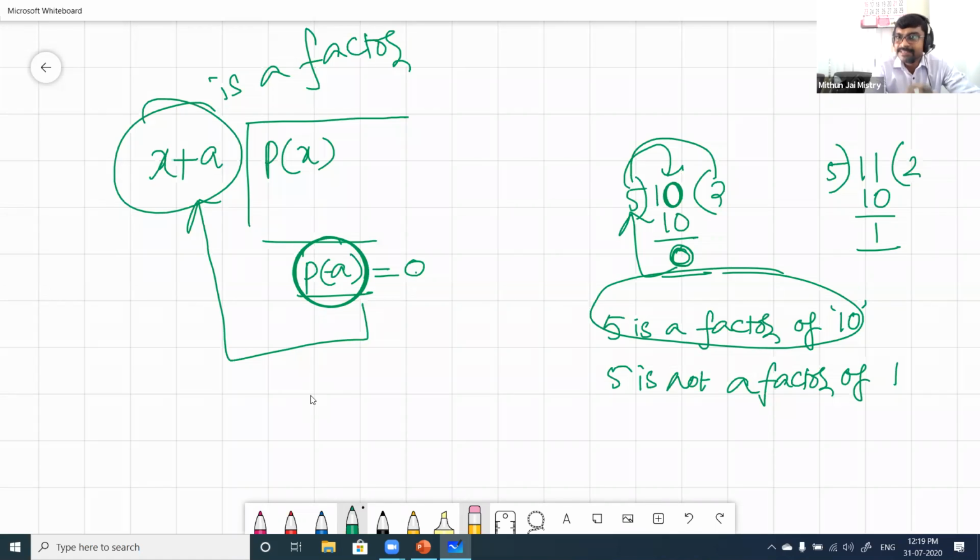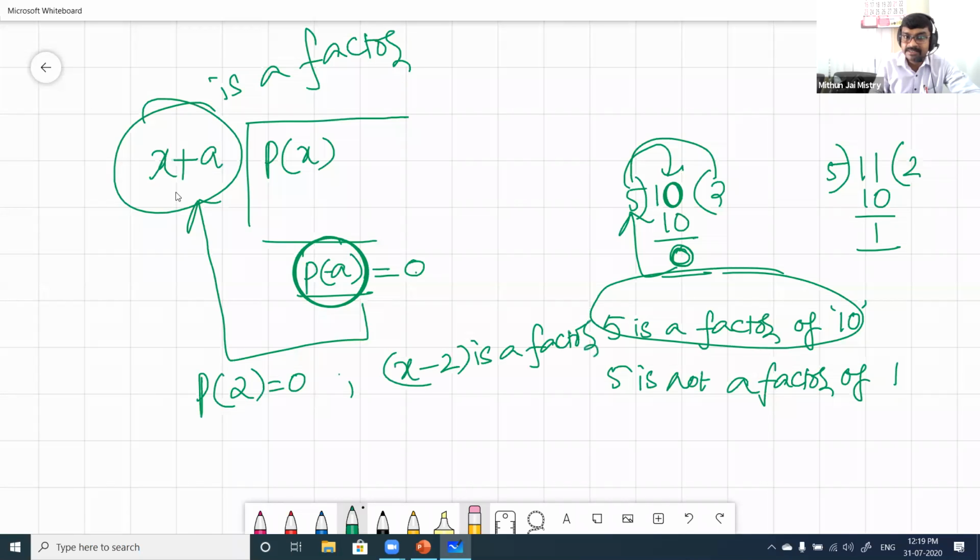So if p of minus a is equal to 0, then x plus a is a factor. That means what? If p of 2 is equal to 0, then x minus 2 is a factor. If it is plus, it is minus; if it is minus, it is plus. If it is p of minus 2 equal to 0, then what will be the factor? x plus 2 is a factor.